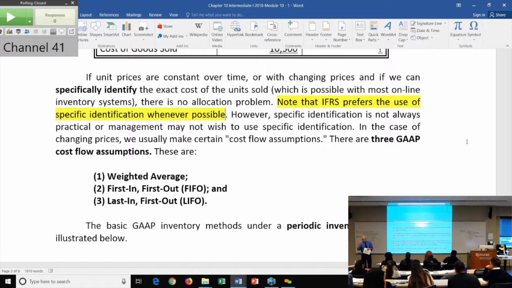So all the units are current. All of them are current. They're the newest ones you bought for the most part. And I'll give you some examples where that may not be the case.